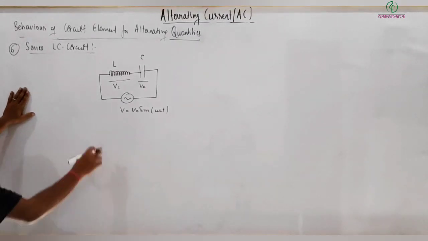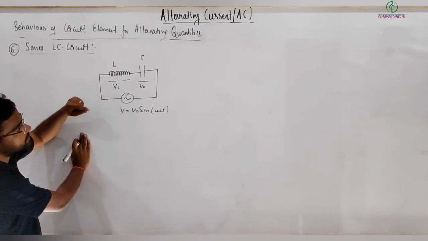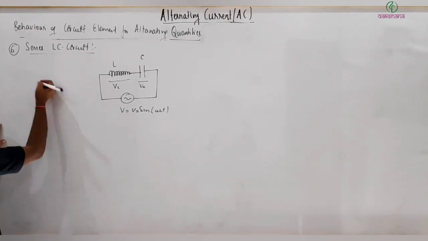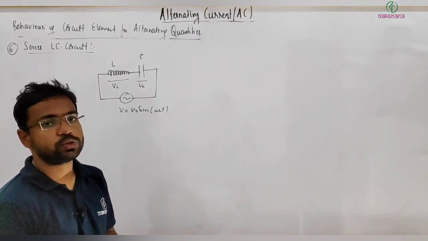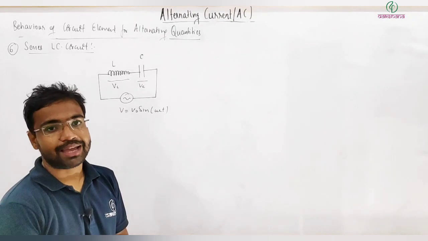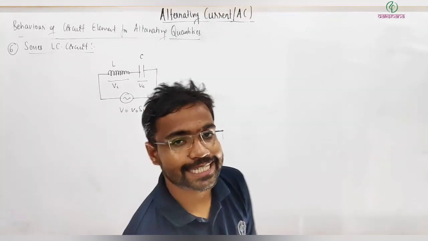So again, let's say VL and VC are the peak voltages across the inductor and capacitor. So first thing is, right here we have no resistor. So this complete circuit will have reactance, no resistance. I mean, impedance we can say will be equal to reactance. There will be no resistance.